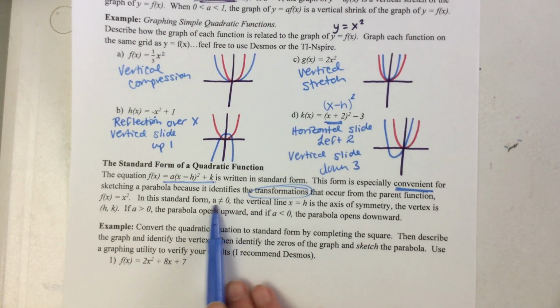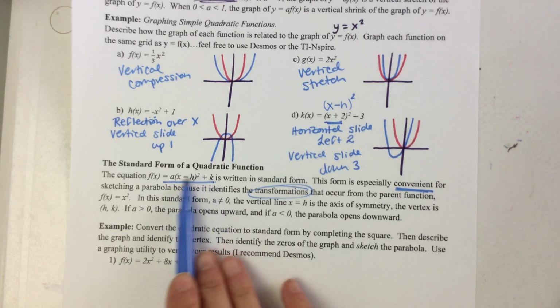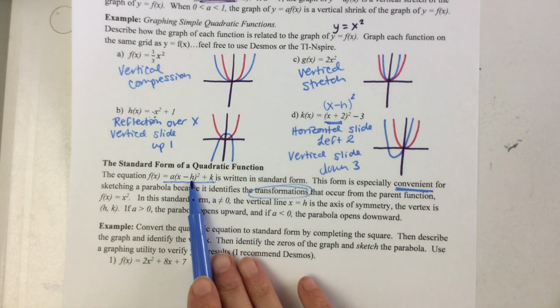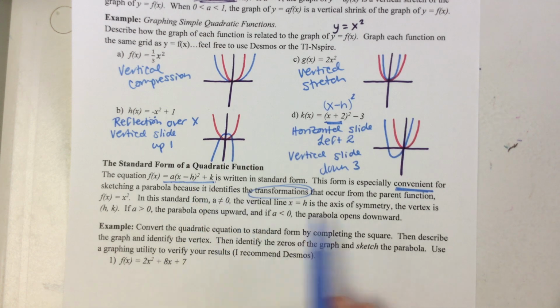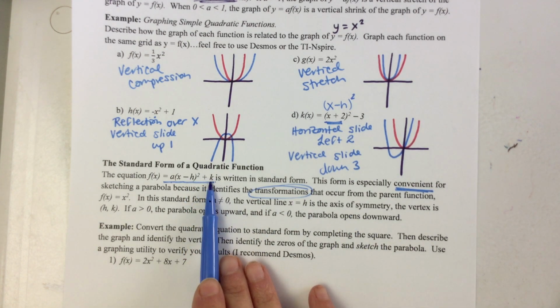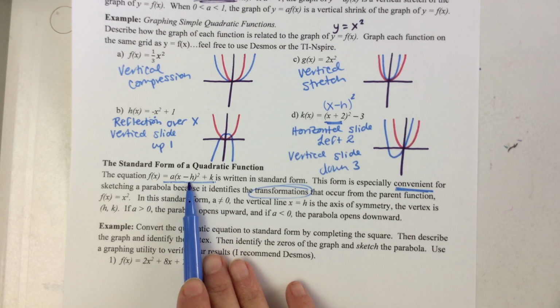In this form, again, your a value cannot be a 0, okay? Because if that's a 0, it's going to cross off your power of 2, and then it would no longer be quadratic. You have to have an x squared. You have to have a power of 2 for this to be quadratic. The vertical line, x equals h. Whatever h is, that's where your axis of symmetry is. Your vertex is at (h, k). So whatever you're subtracting from x in parentheses, that's your x value.